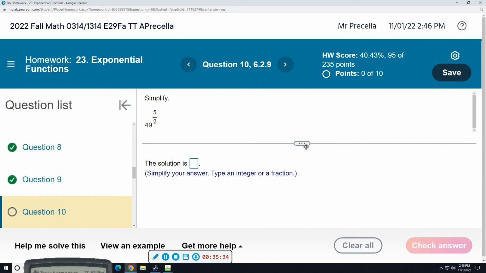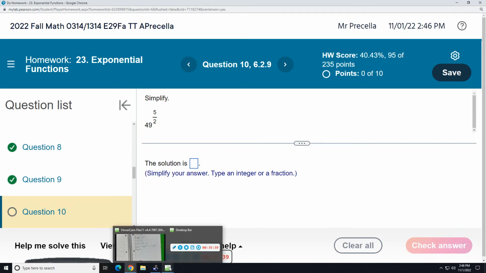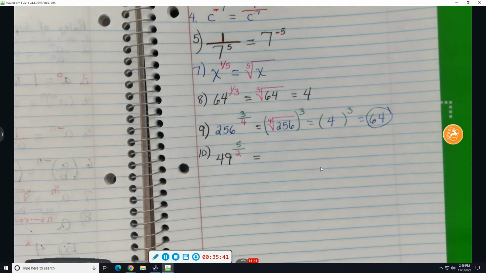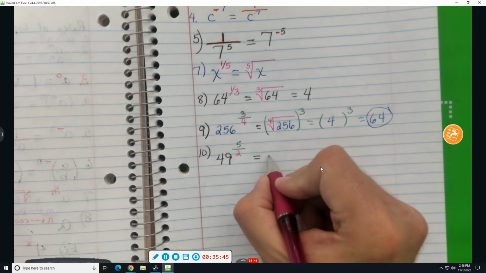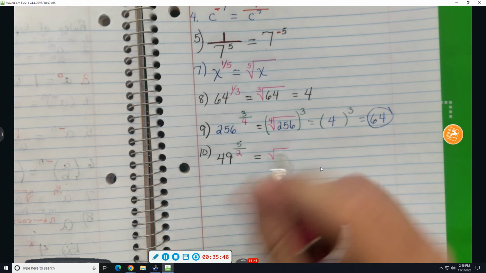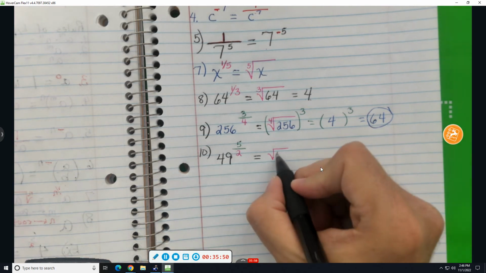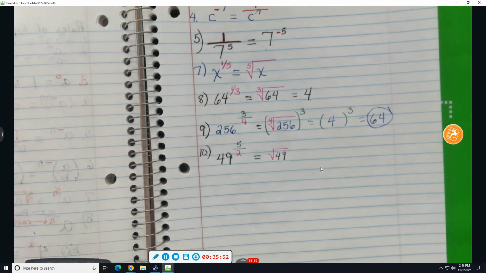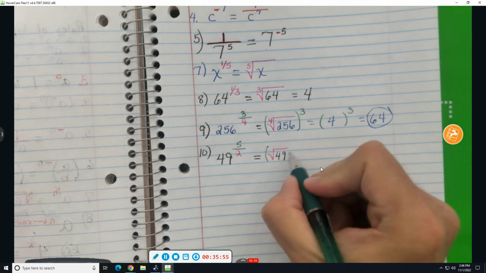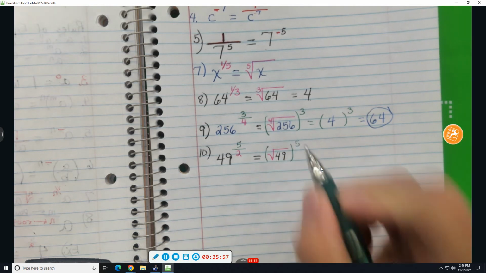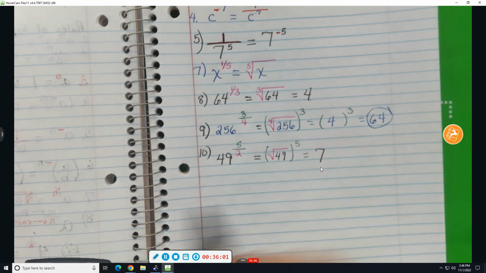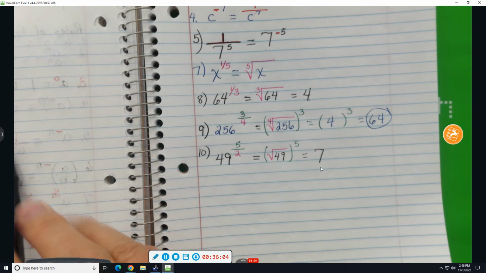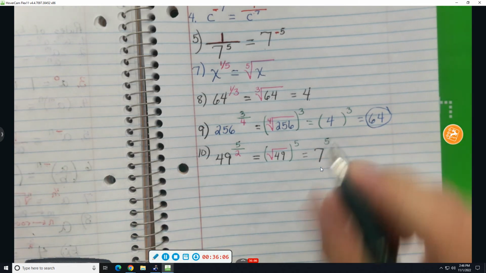It's a big number. 49 to the, you know, this is 5/2 power. The bottom number is the root, so it's a square root of 49. And then raised to the 5th. So 7 to the 5th power. And that's going to be 16,807.